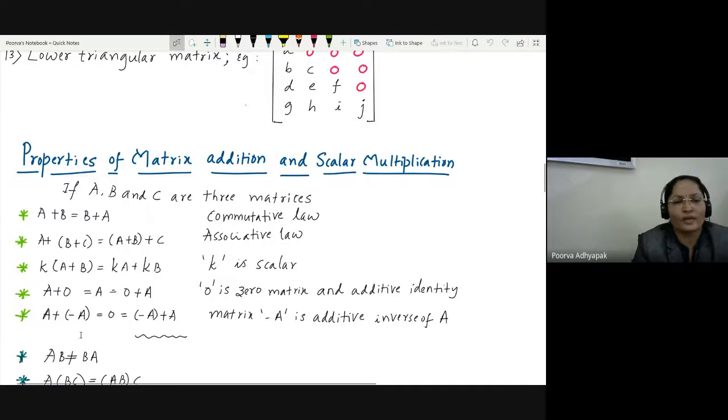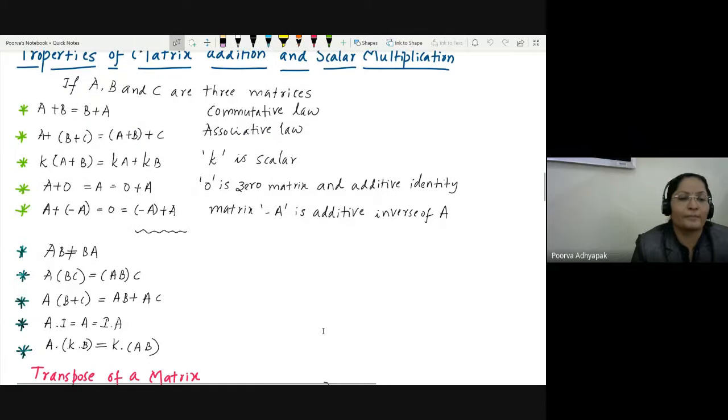And the last property here is A plus (minus A) is equal to 0, and that will be equal to minus A plus A. The matrix minus A is called the additive inverse of the given matrix A. This is with respect to addition, students.